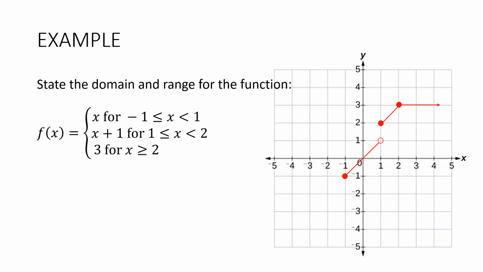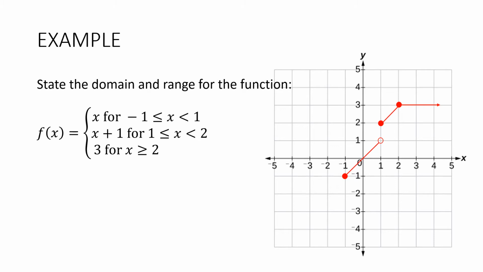Now this is called a piecemeal graph, and you can see it's got bits and pieces. It goes here from negative 1 up to positive 1, and then all of a sudden jumps up to 2, goes up to 3, and then is flat onto infinity. So it is the function y equals x between negative 1 and 1, but not including 1. And then it's the function x plus 1 between 1 and 2, but not including 2. And then it's equal to 3 when x is greater than or equal to 2.